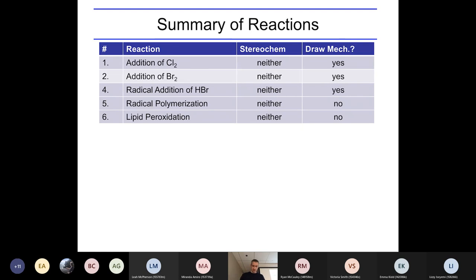All right, so this is a summary of our reactions that you need to know for this chapter. Addition of Cl2 and Br2, which are the same, you need to be able to draw that initiation, propagation, termination mechanism, same for both. The only difference between Cl2 and Br2 is that the Br2 is selective for tertiary centers. Then we did radical addition of HBr, which you need to draw the mechanism for. Same initiation, propagation, termination we looked at.